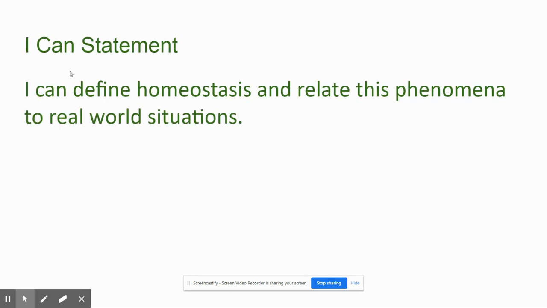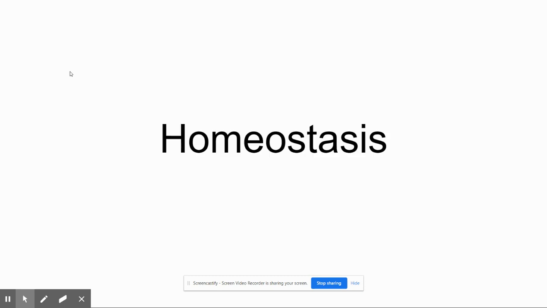Okay, so what you want to be able to accomplish from this is to be able to define homeostasis and relate this phenomenon to real world situations.